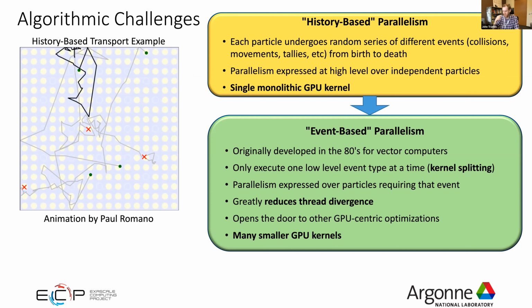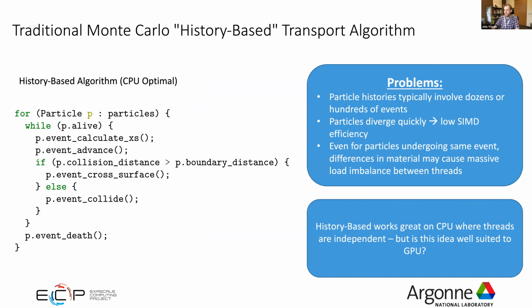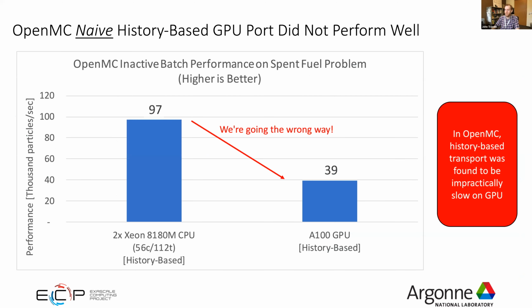And so another idea that came up in the late 80s with the vector computers was to do a kernel splitting method and to flip the order of parallelism such that we can reduce thread divergence. So instead of having one monolithic kernel, we can have many small ones. And just to give you a sense, at a high level, of what the traditional history-based method looks like, you just have this high level loop over particles, and then a serial loop within that over histories. And then if we try that on GPU, we end up with really bad performance.